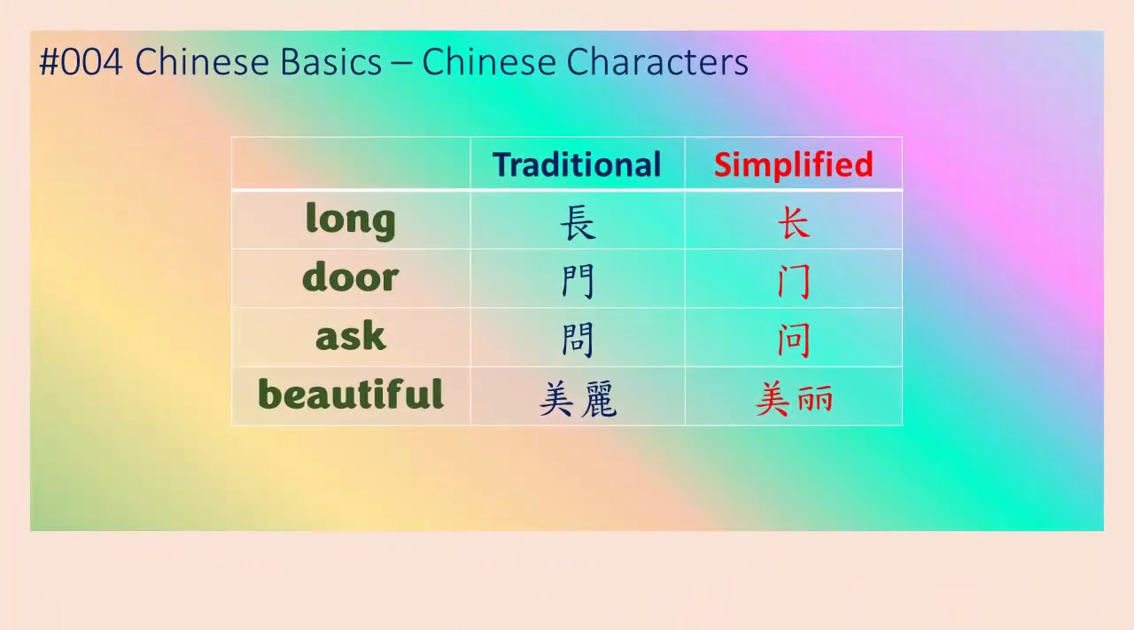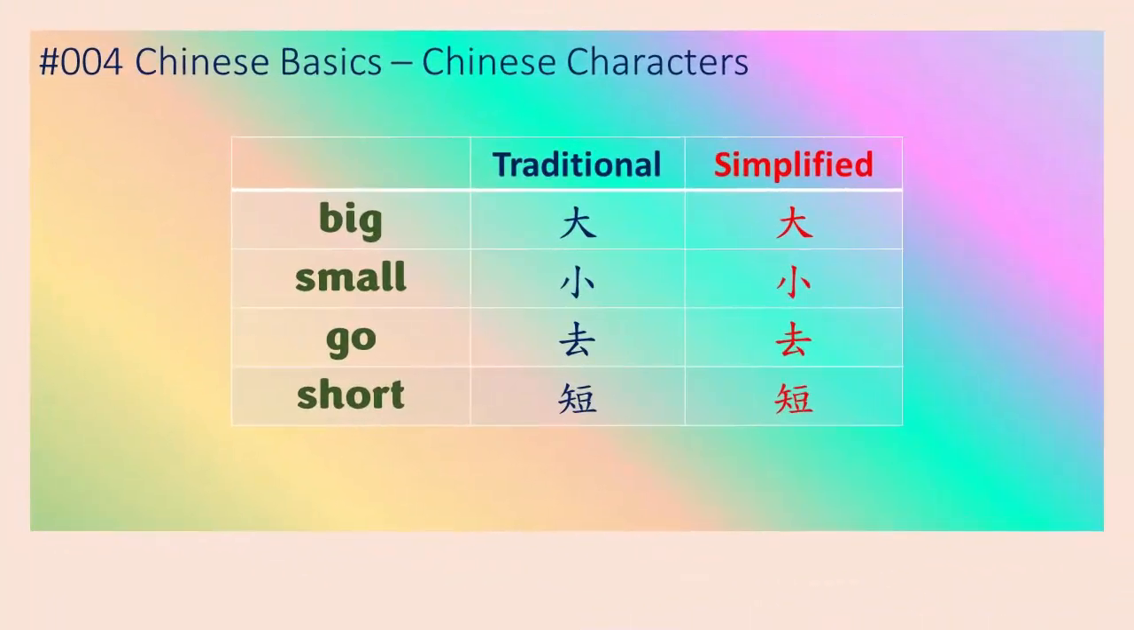Here are some examples of the differences of traditional from simplified. There are 4 words in English: long, door, us, and beautiful, and you would be able to see the differences. Simplified has fewer strokes. For the last word, beautiful, the Chinese contains 2 words, and you would notice that the first word is exactly the same, but the second word is not the same.